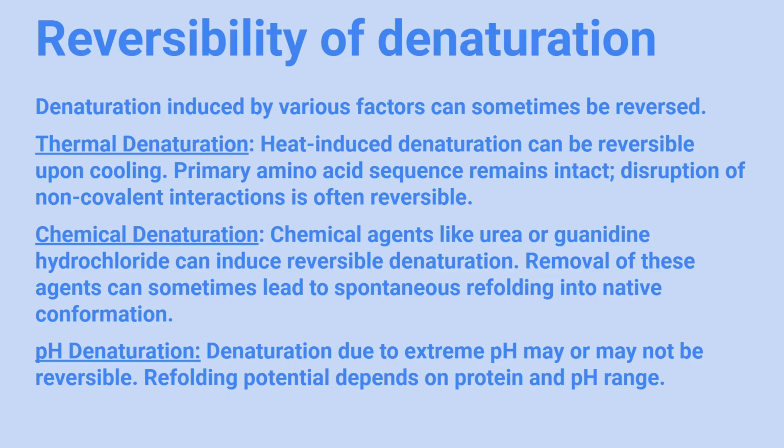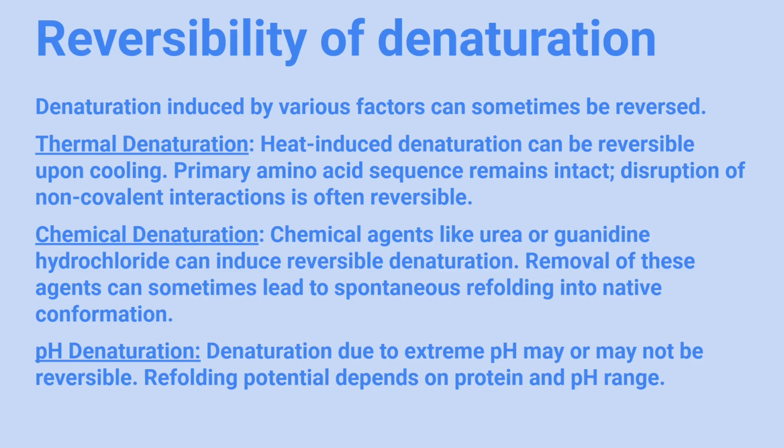Then we also have the case of chemical denaturation. This is denaturation induced by chemical agents such as urea or guanidine hydrochloride, and it is often reversible. These agents disrupt protein structure by interfering with non-covalent interactions, but once removed, the protein can sometimes refold spontaneously into its native conformation. As well, we have pH denaturation.